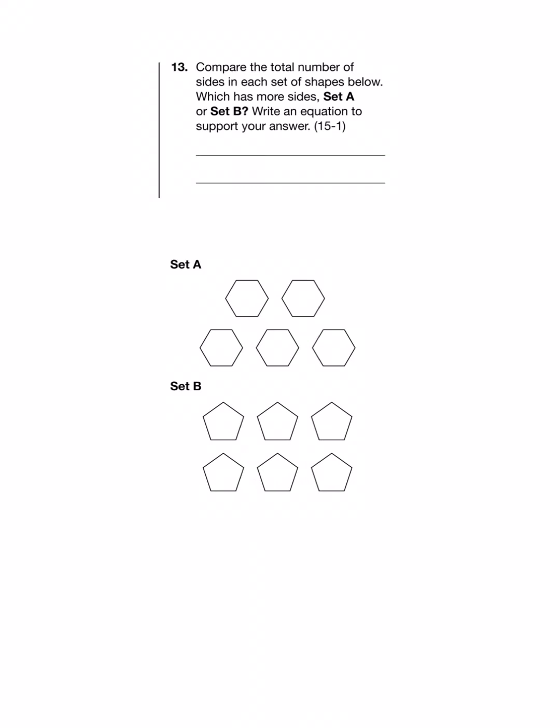Okay, question 13 tells us to compare the total number of sides in each set of shapes below. Which set has more sides, set A or set B? And we need to write an equation to support your answer. Now this seems like a good opportunity to practice writing an equation. So let's begin by considering the number of shapes in set A. I can count 1, 2, 3, 4. I've got 5 shapes in set A.